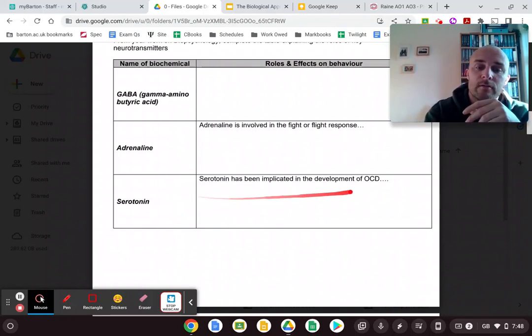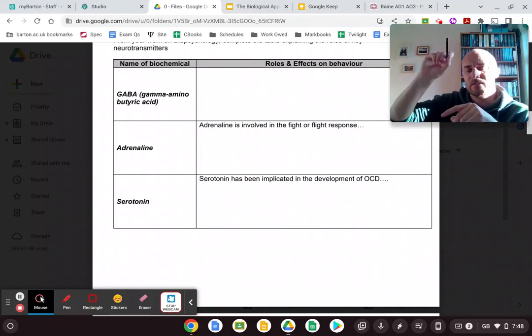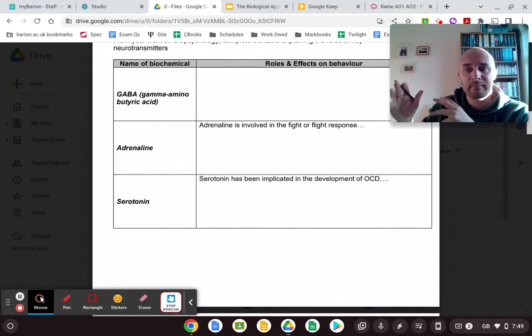But one thing I would like you to write down here is the problem of serotonin in OCD, and we will go through this in more detail later on. The serotonin gets released from the neuron, but then it gets reuptaken too quickly. And that's the problem of OCD. The serotonin gets released from the presynaptic membrane, and before it's even got a chance to go across the synapse to the other neuron, it's being reuptaken. So the serotonin never actually reaches its destination.